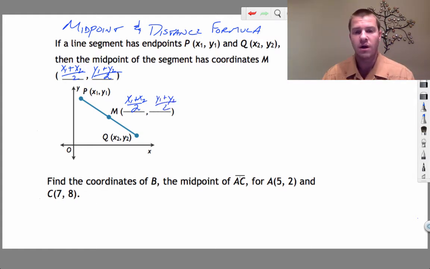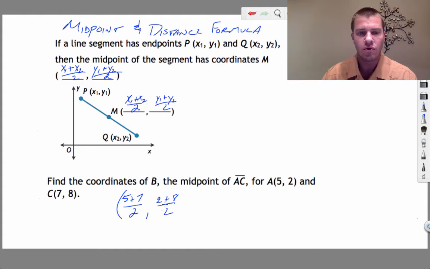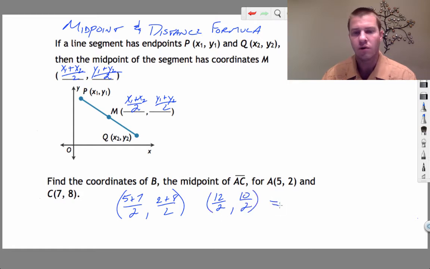So here for this one, the point AC, I have A is at 5,2, C is at 7,8. To find B, the midpoint, 5 plus 7 divided by 2, 2 plus 8 divided by 2. 5 plus 7 becomes 12 over 2, 10 over 2, which is 6, 5 is your midpoint.